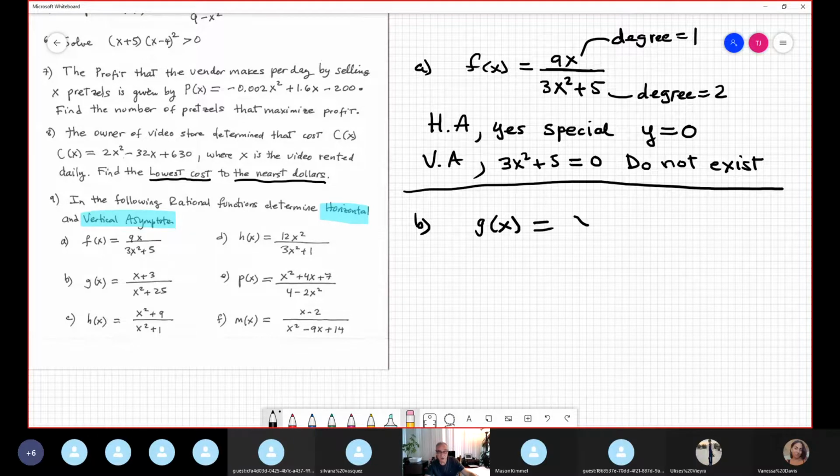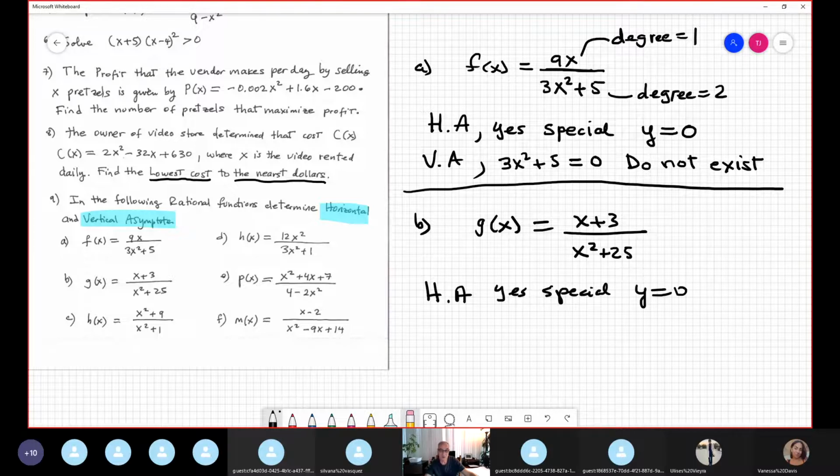g of x is equal to x plus 3 divided by x squared plus 25. I suppose it's similar. The degree of the polynomial on the top is 1, and the degree of the polynomial in the bottom is 2. We have a horizontal asymptote, special. When it's special, it's always y equals 0. And vertical asymptote, no, we have none. Why no? Because it's a binomial, a square plus, so it does not exist.